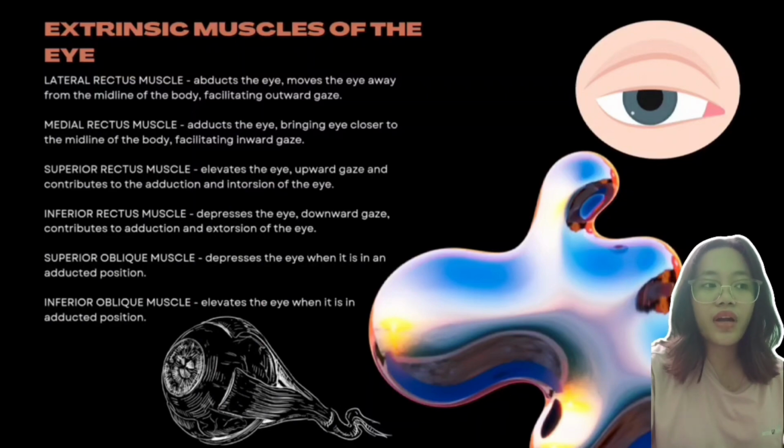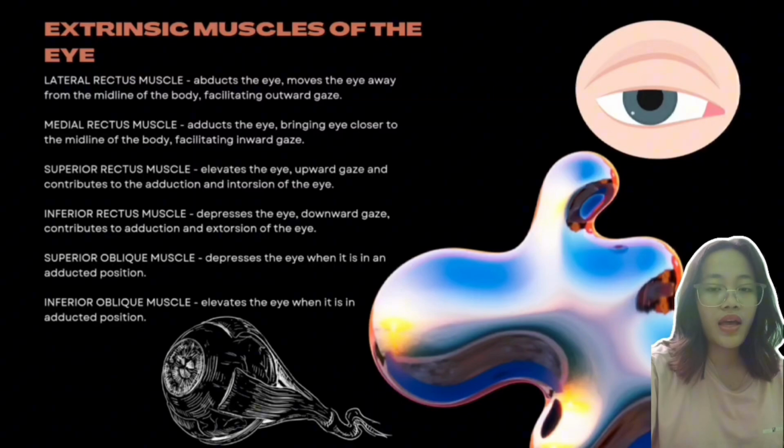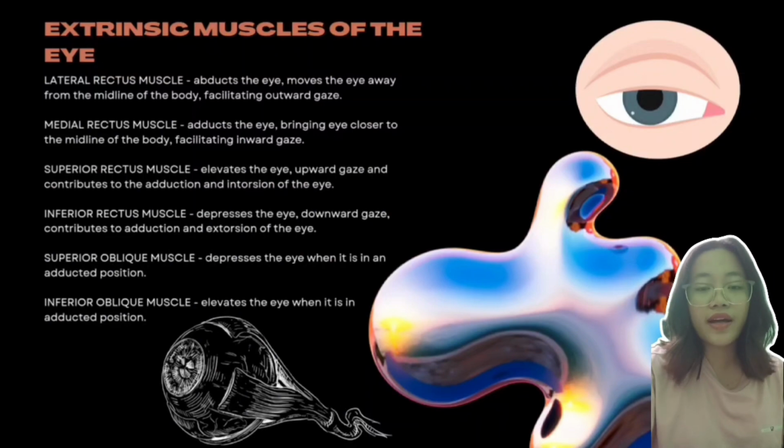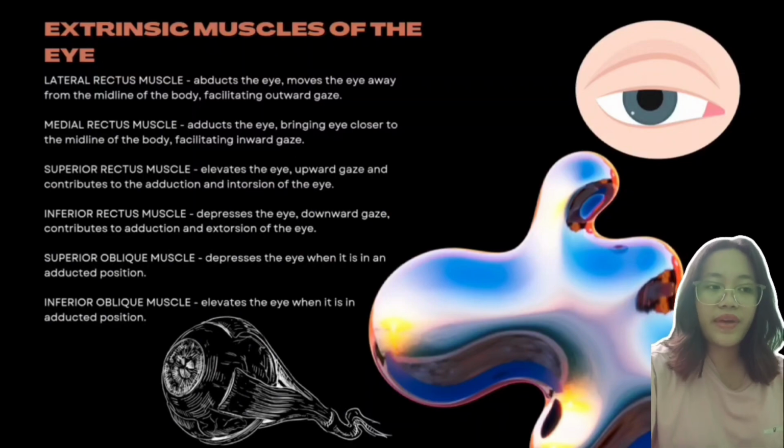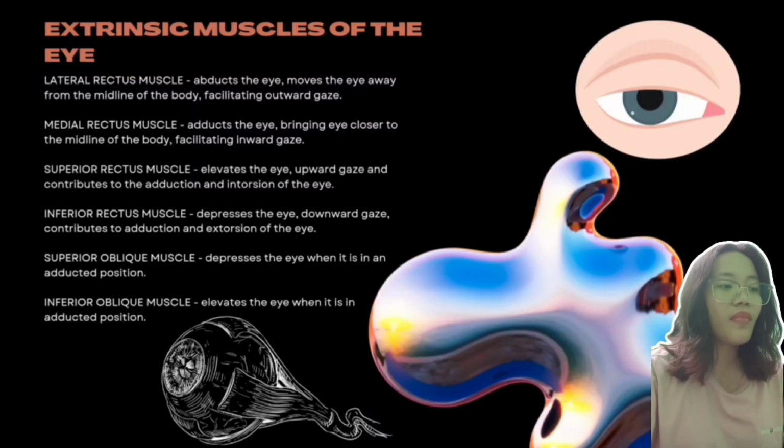Next is the medial rectus muscle, which adducts the eye, bringing the eye closer to the midline of the body. It also facilitates the inward gaze of the eye. Next, we have the superior rectus muscle, which elevates the eye and is responsible for the upward gaze and contributes to the adduction and intorsion of the eye.